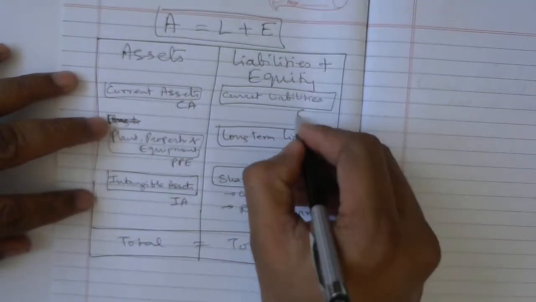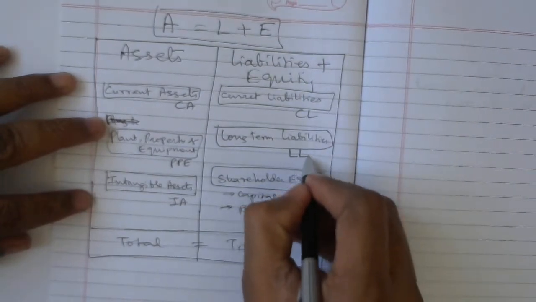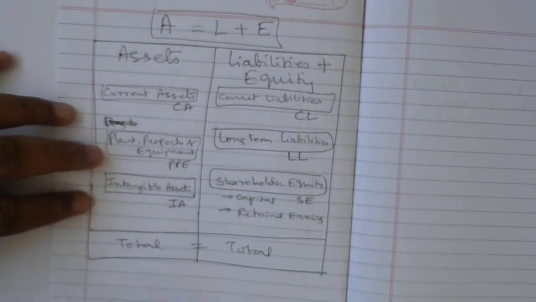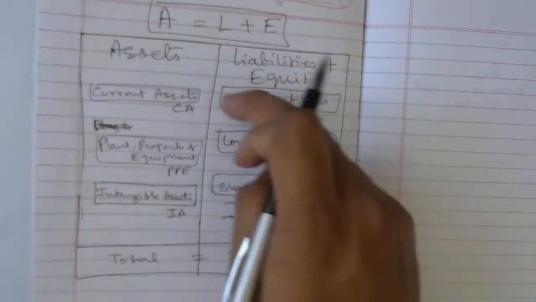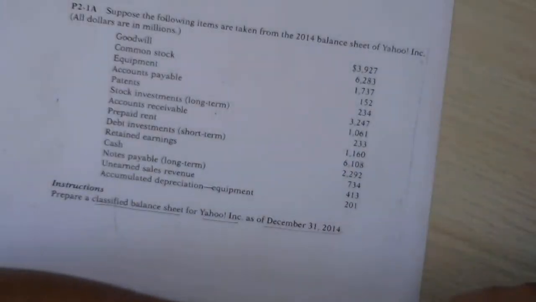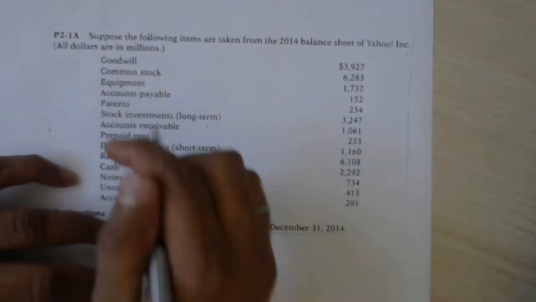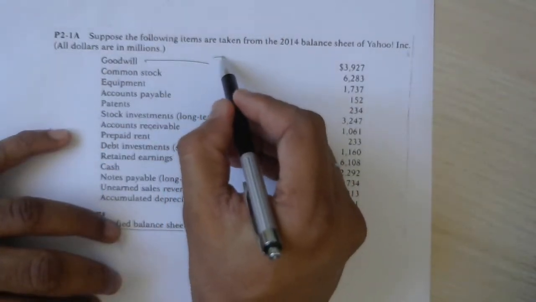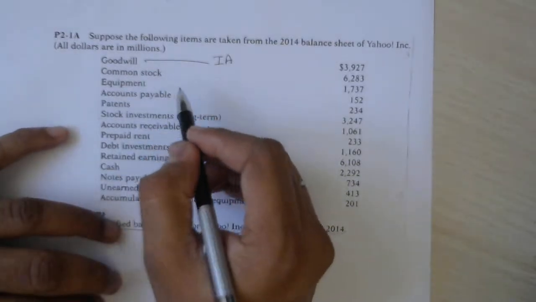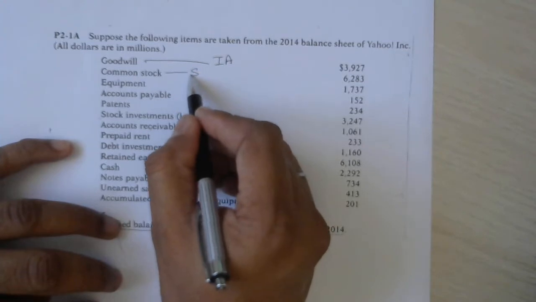Now CL is current liability. I'm giving long-term liability, LL I will call it, and equity I'm calling it as SE. Okay. So I'm just giving these shortcuts so you can identify. Now the trick of solving this problem is to identify which is which. So goodwill. Goodwill is an intangible asset. Common stock. Okay. So common stock is nothing but your equity. Okay. So shareholders equity.